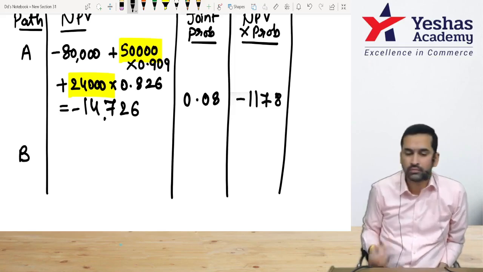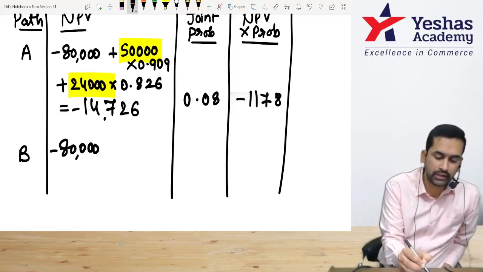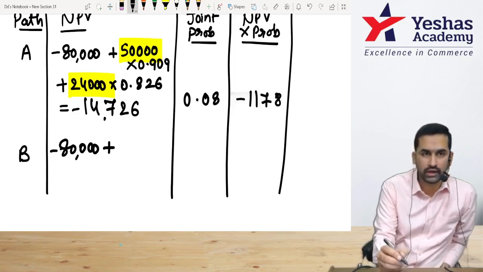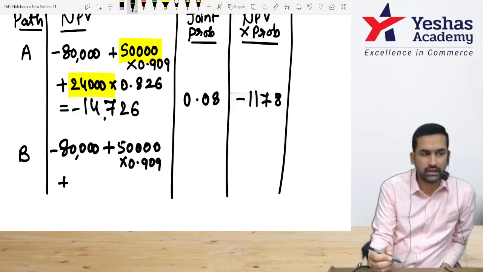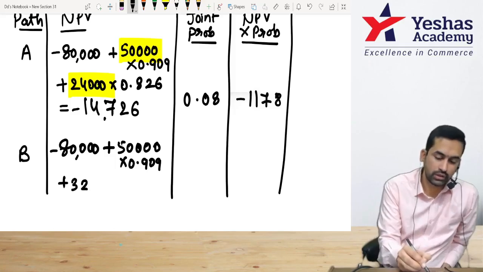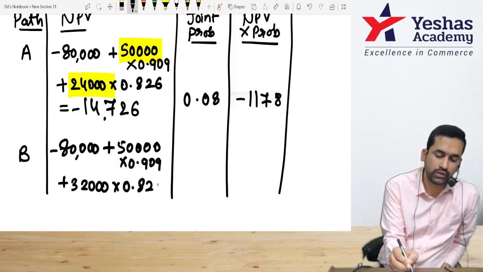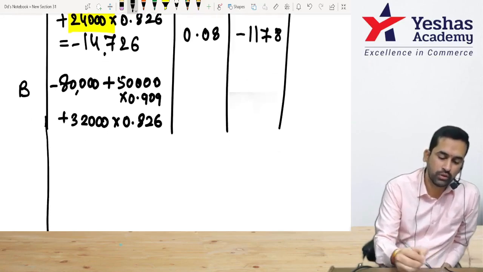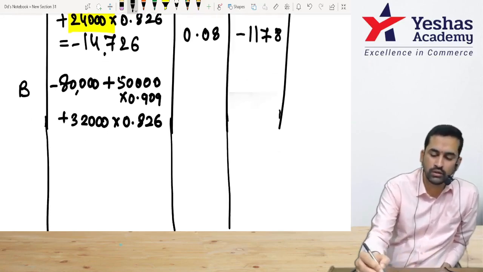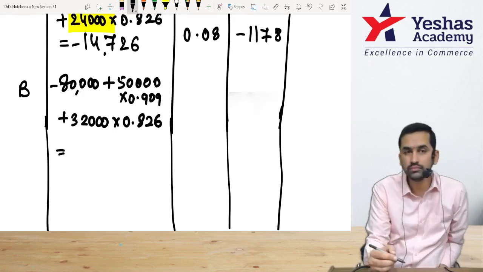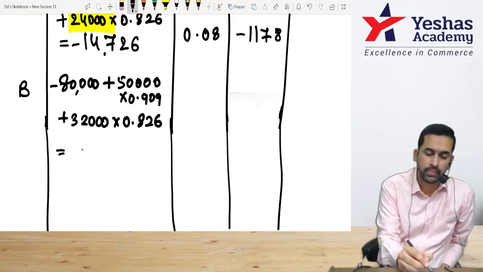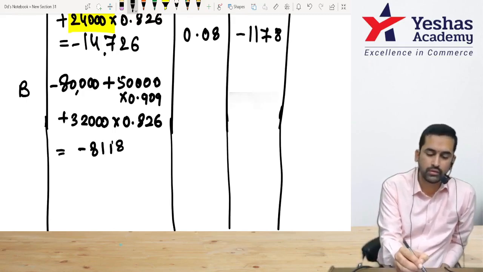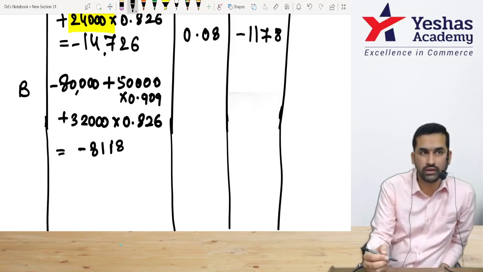Next, for path B, 80,000 negative, 50,000 into 0.909, and this should be now 32,000 into 0.826. Can somebody confirm? Negative 8118.